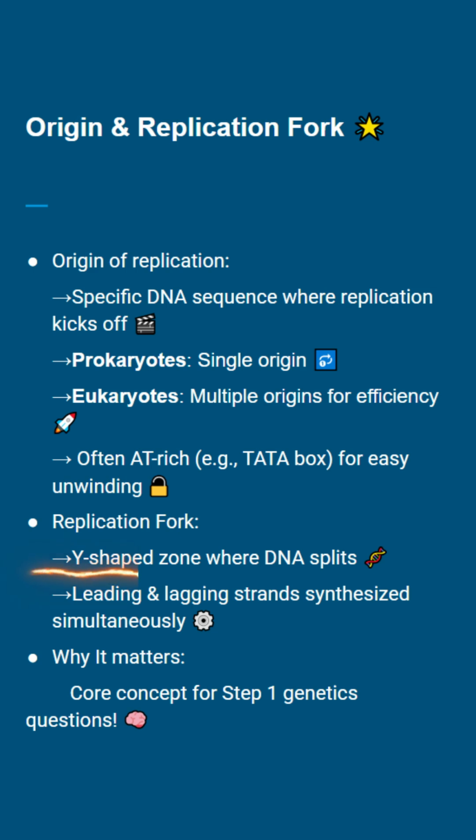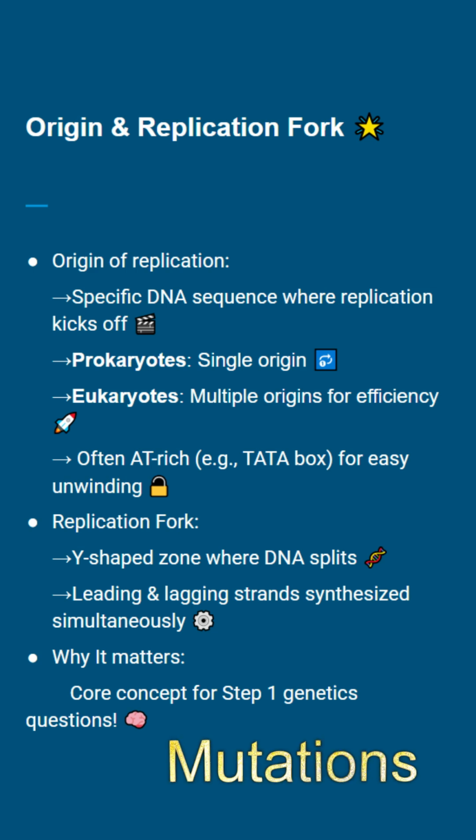At the replication fork, the DNA splits into a Y-shaped zone where the action begins. Both the leading and the lagging strands are synthesized at the same time, working like a well-oiled machine. Why does this matter for Step 1? This is a core genetic concept. You will see it pop up in questions about mutations or replication errors. Nail those details and you're one step closer to acing those exams.